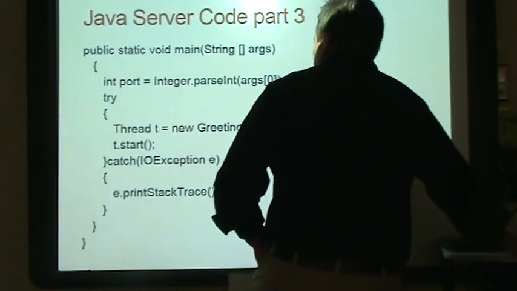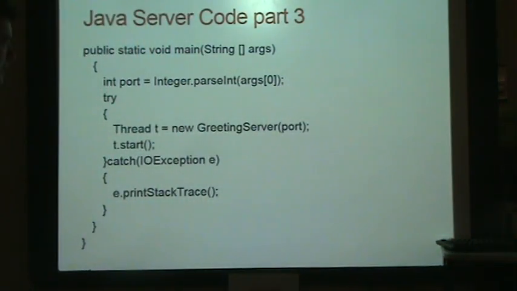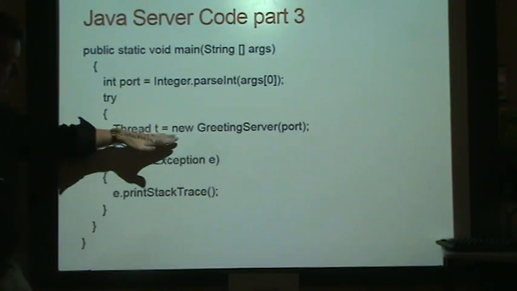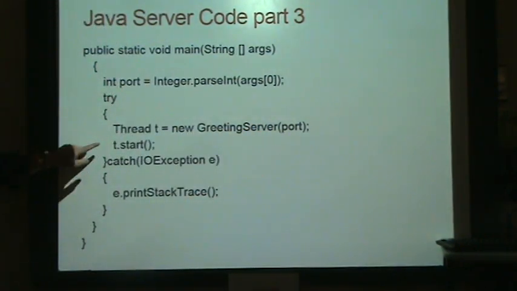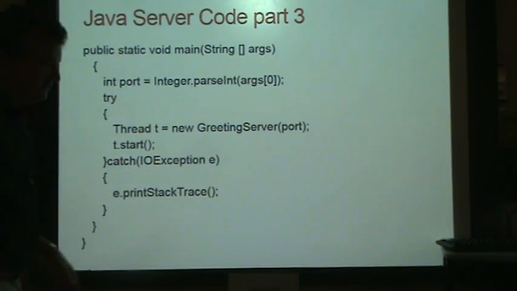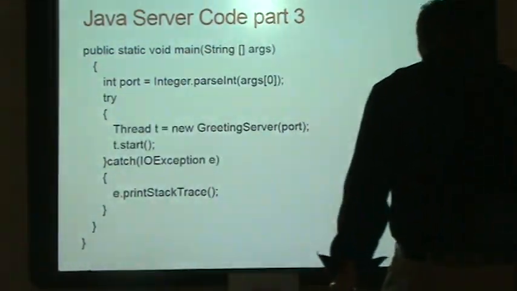So running this separate thread, we would be passed in a port number, and then in a try block, we might say create a thread called reading server with that port number. And then we would call that thread's start method, and the start method actually calls the run method running on a separate thread. Anything goes wrong with that, we catch an exception and print out what the error was.